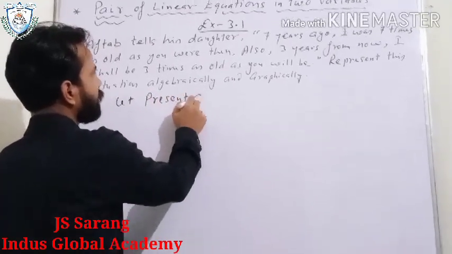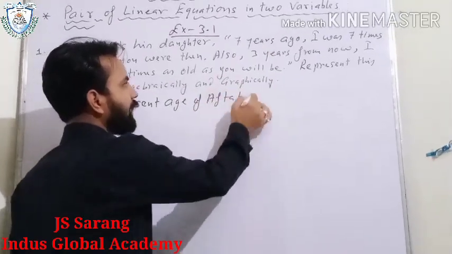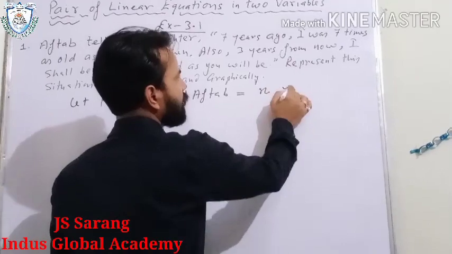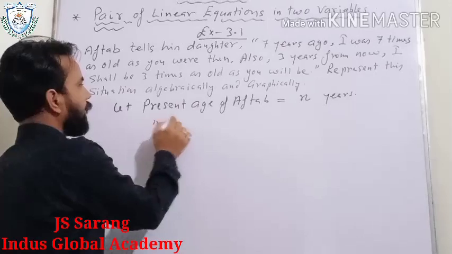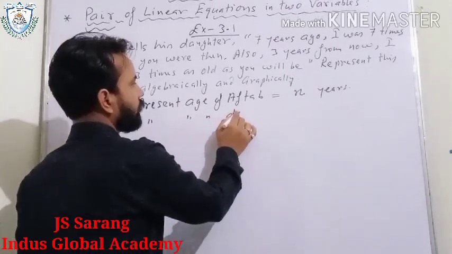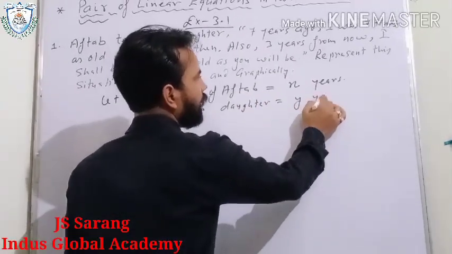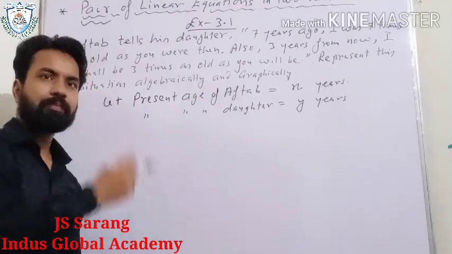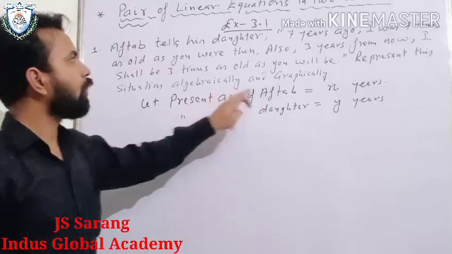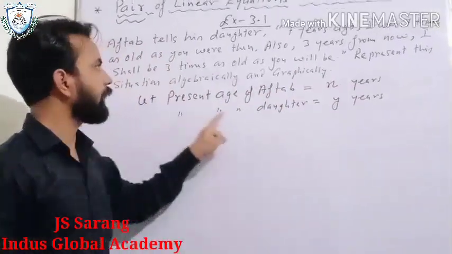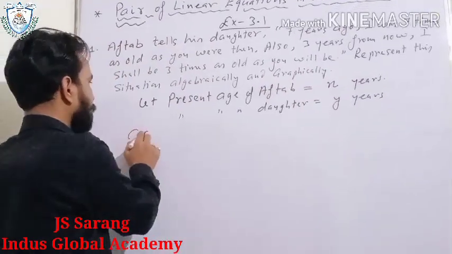So how? Let the present age of Aftab be x years. Got it? Now the present age of his daughter is y years. These 2 ages are our consideration. Understood? Present age of Aftab is x years and present age of his daughter is y years. Now, according to the question, first case, case 1.